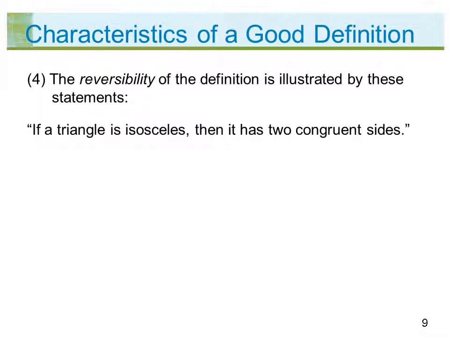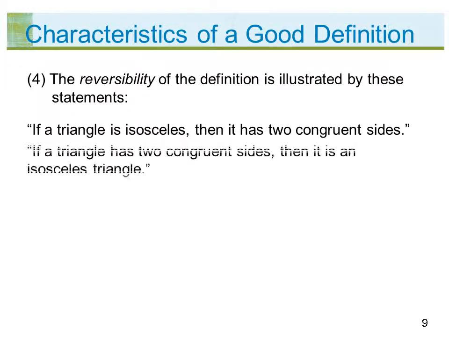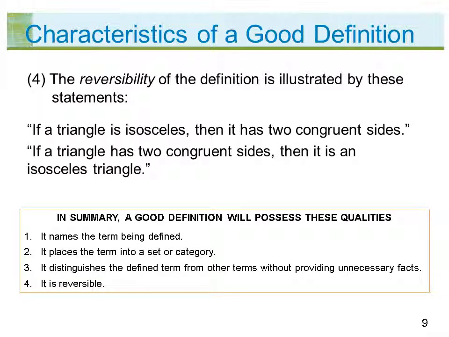If a triangle is isosceles, then it has 2 congruent sides. If a triangle has 2 congruent sides, then it is an isosceles triangle. In summary, a good definition will possess these qualities. Number 1, it names the term being defined. Number 2, it places the term into a set or category. Number 3, it distinguishes the defined term from other terms without providing unnecessary facts. Number 4, it is reversible.